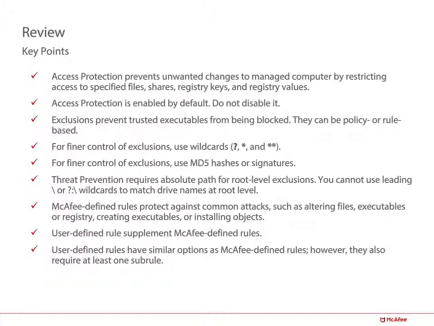For finer control of your exclusions, utilize all the wildcards that we have. You have the question mark, one asterisk, or two asterisks, and you can also use system variables. For finer control of your exclusions, please utilize the MD5 hashes or your signatures. Remember, threat prevention requires an absolute path for those root level exclusions, so I cannot use a leading backslash or a question mark colon backslash wildcard to just match a drive name at the root level.